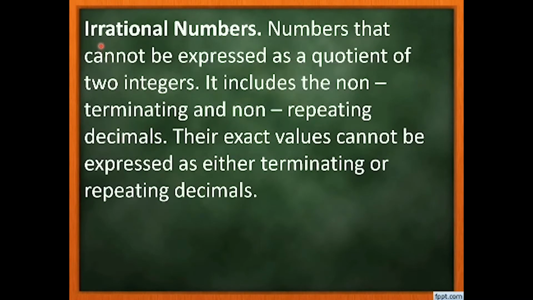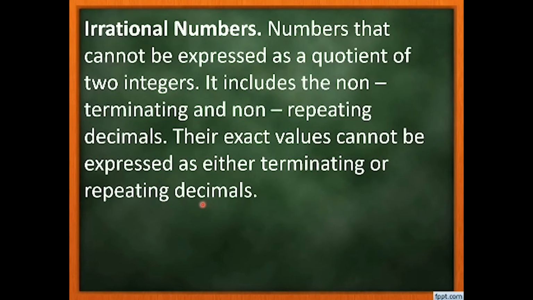Ito yung kabaliktaran naman ni rational. Numbers that cannot be expressed as a quotient of two integers. It includes the non-terminating and non-repeating decimals. Their exact values cannot be expressed as either terminating or repeating decimals.